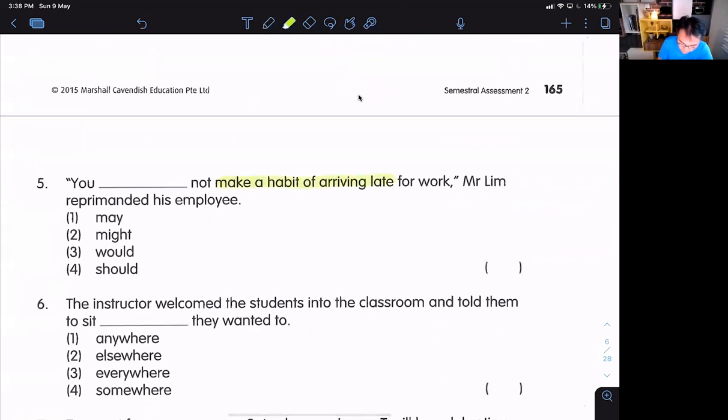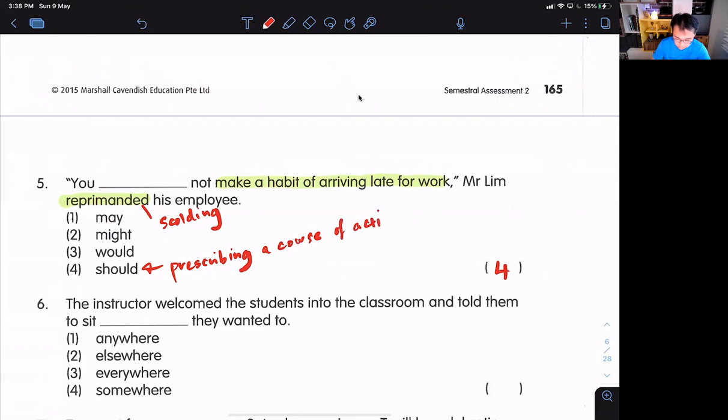Make a habit of arriving late for work, right? He reprimanded, okay? So he is scolding, right? And he's enforcing a value of punctuality. Therefore, you should not make a habit of arriving late for work. Now, in this case, should is prescribing a specific course of action, right? You should not do this, you should do that, right? So I'm prescribing a course of action, right?